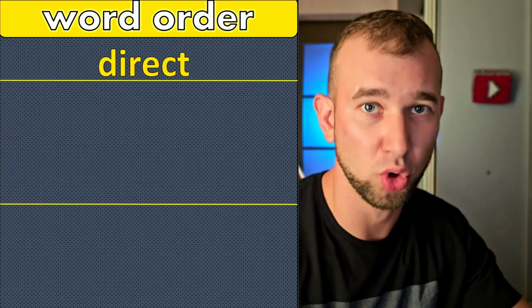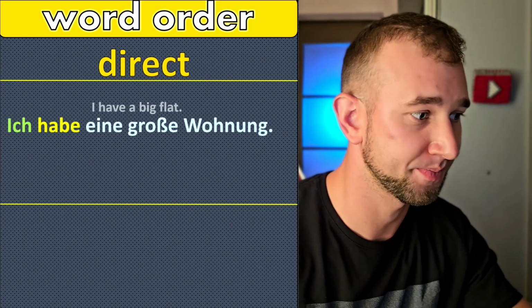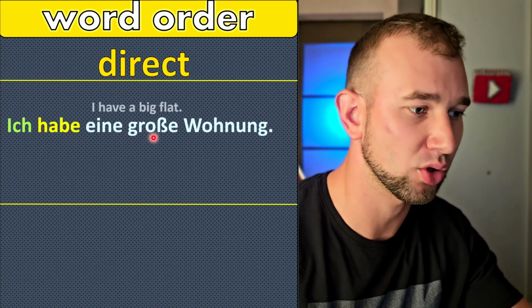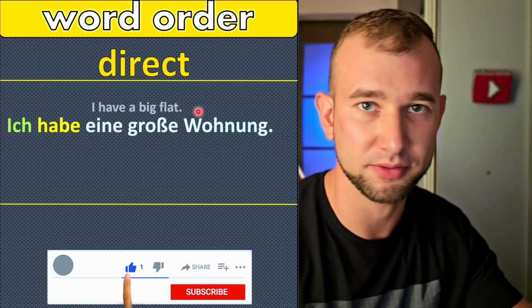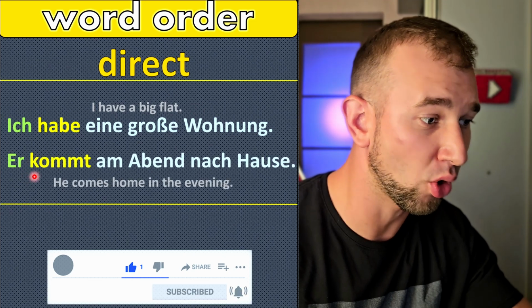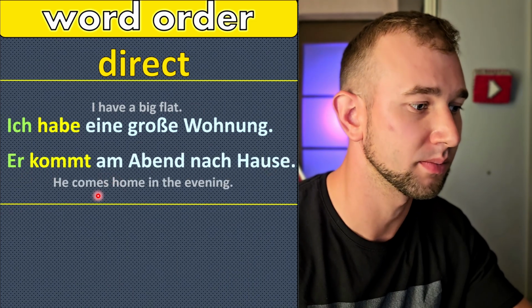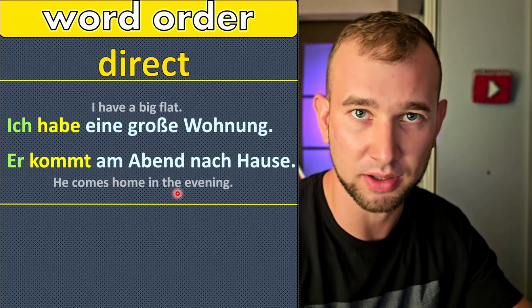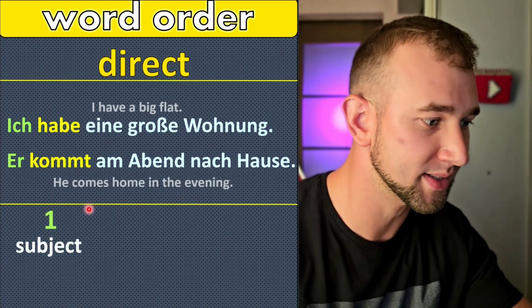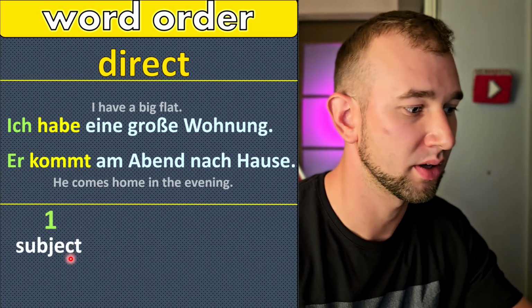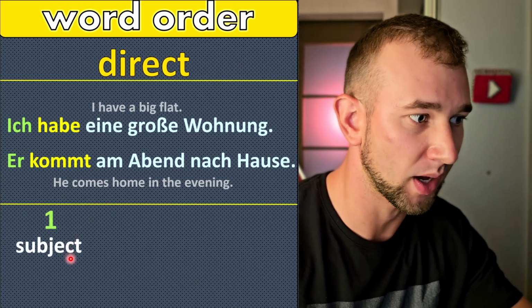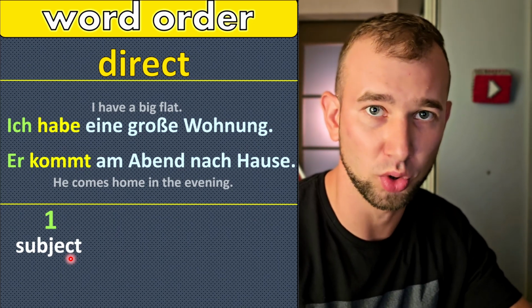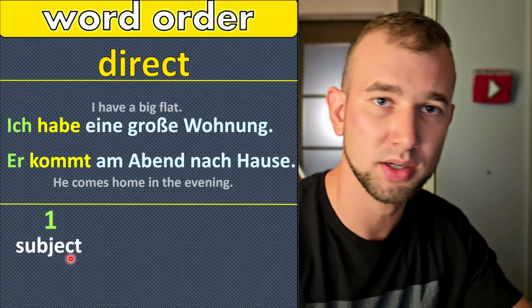Direct word order. Look at these examples. Ich habe eine große Wohnung. I have a big flat. Er kommt am Abend nach Hause. He comes home in the evening. So, in the first place, we always have the subject. I mean, in the direct word order. So, number one, subject.